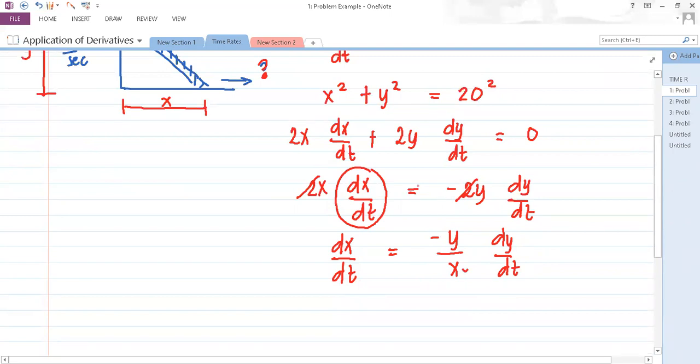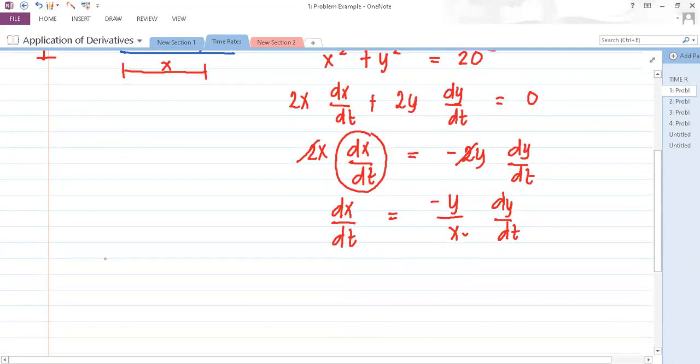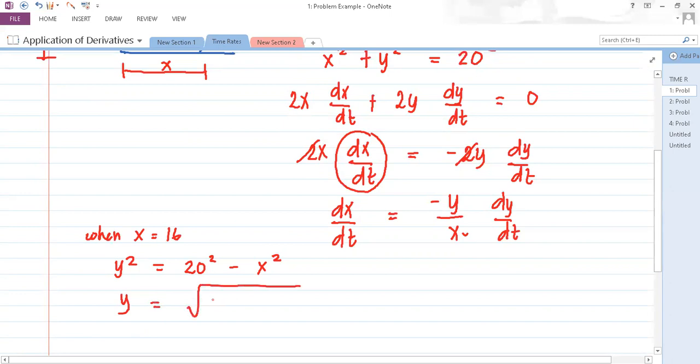So, how can we find the value of y? Okay, so using the Pythagorean theorem, that is y squared equal to 20 squared minus x squared. Okay, when x now is equal to 16. Okay, so y now is the square root of 20 squared, which is 400, minus 16 squared. Okay, so we can get now the value of y that is equal to 12 feet.